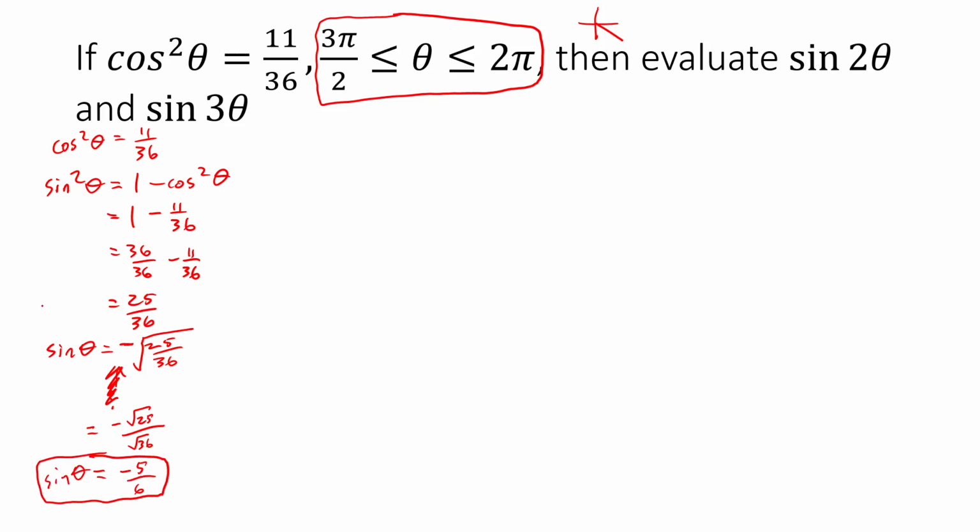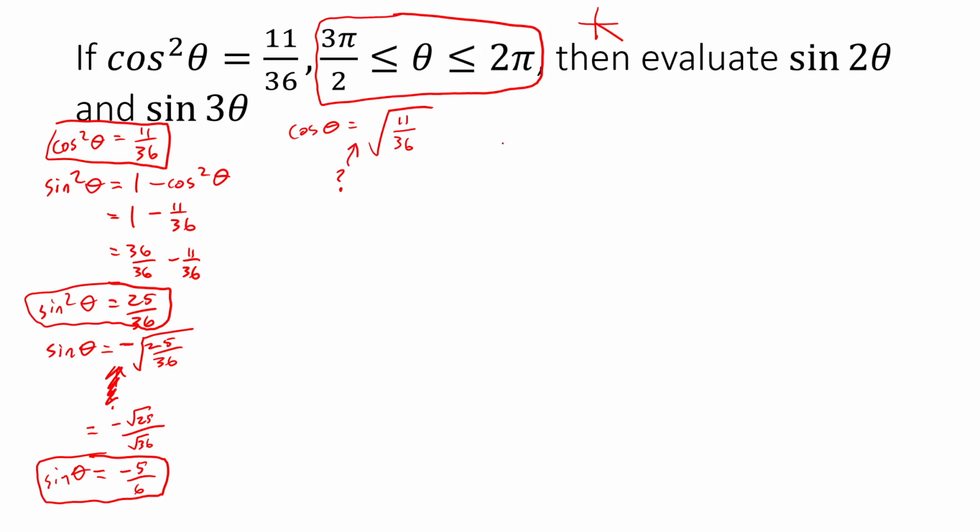Okay. Our value for sine squared theta is right here. Our value for cos squared theta is right here. And let's determine a value for cos theta. Well, we know cos theta will be equal to the square root of 11 over 36, because that's cos squared theta. Question is, do we put a positive sign or negative sign there? Well, again, theta is in quadrant 4. And when you're in quadrant 4, the x-coordinate's positive. So that means we have a positive sign there. So cos theta is equal to root 11 over root 36. So cos theta is equal to root 11 over 6.